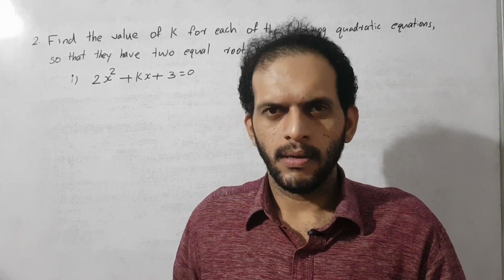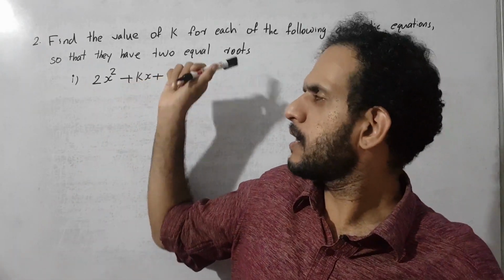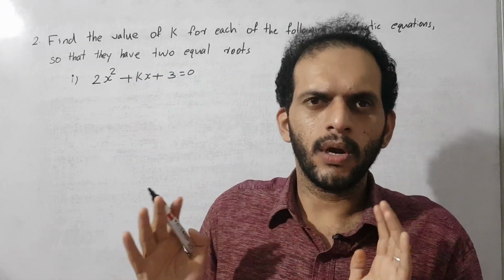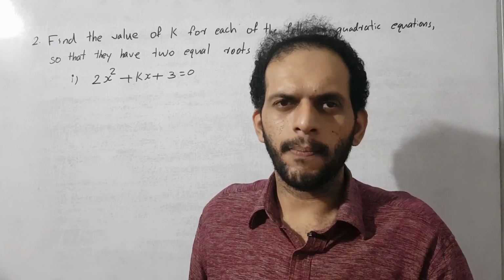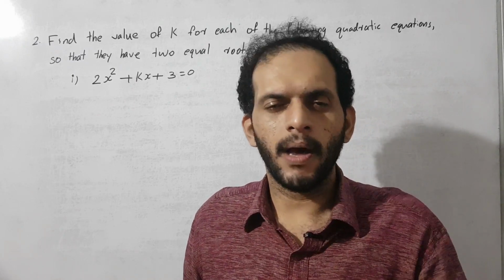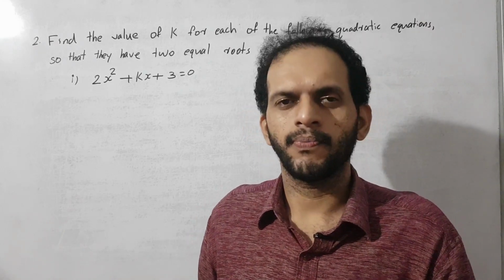Correct? So if the equal roots are already given, the equation has two equal roots, then what condition is possible to apply here? Here it is possible to apply b square minus 4ac is equal to 0.